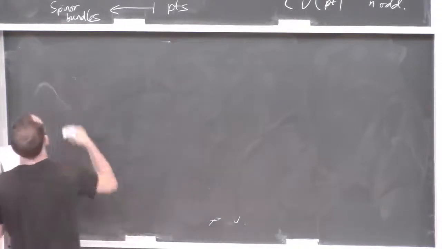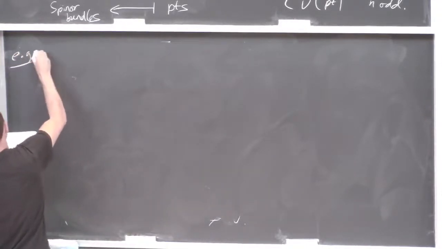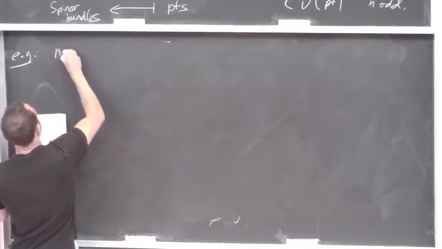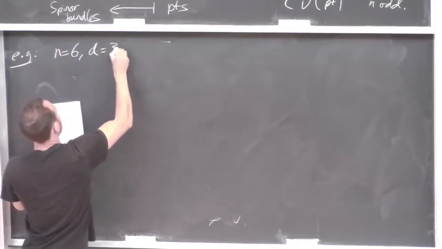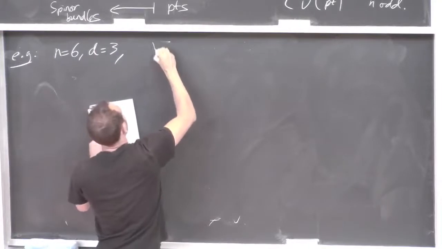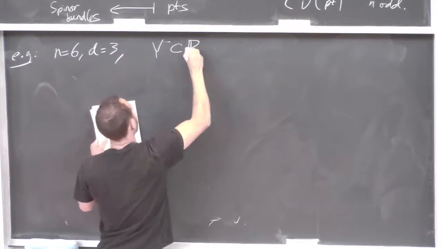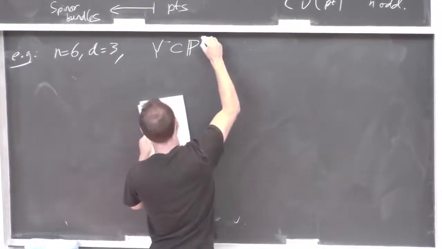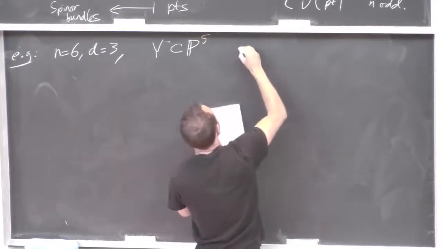One more cool example. Let me set n equals 6, d equals 3. So Y is a cubic threefold. No, it's not. It's a cubic fourfold inside P5.